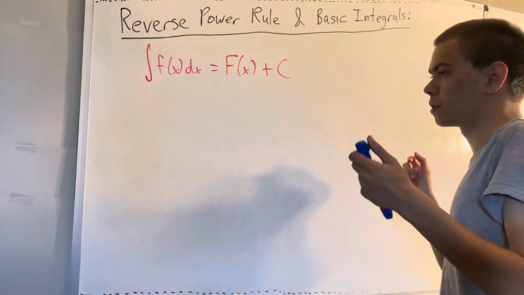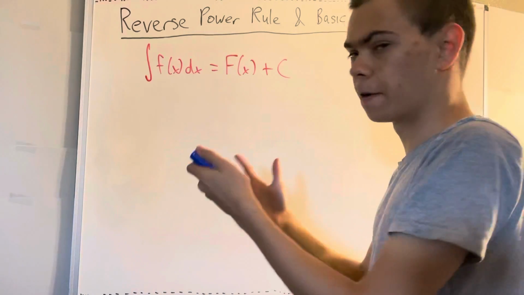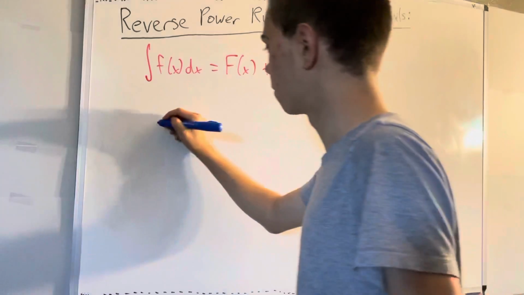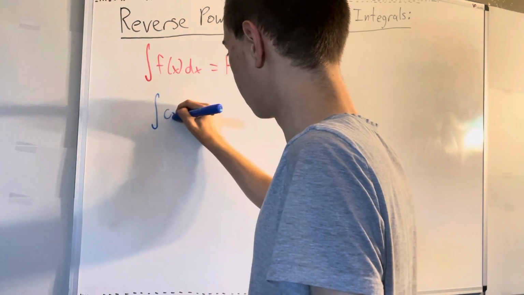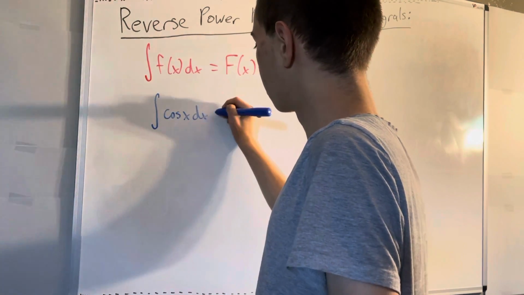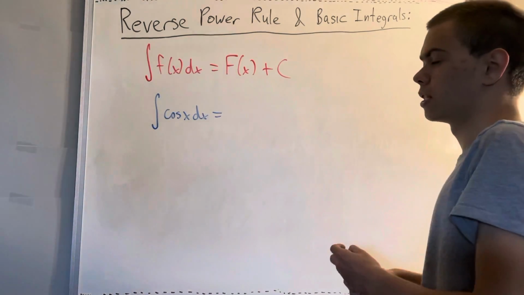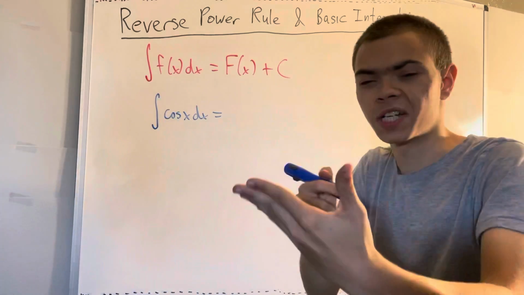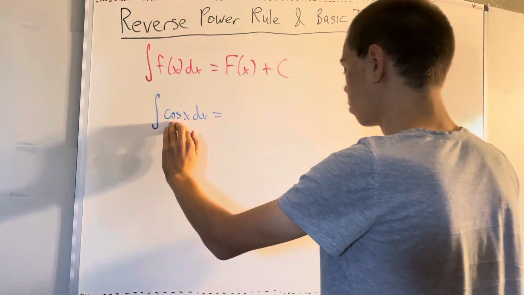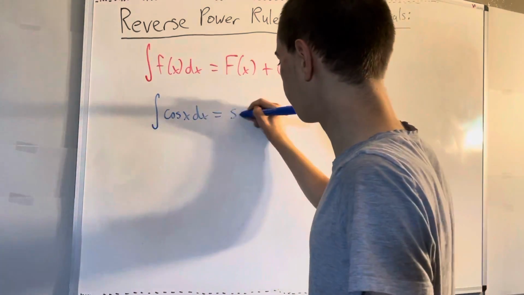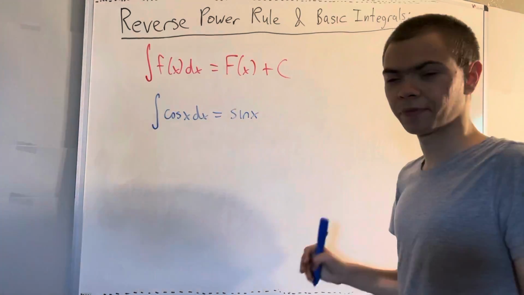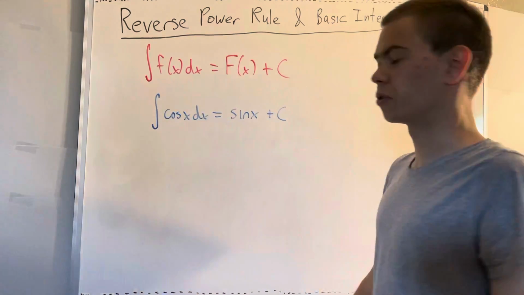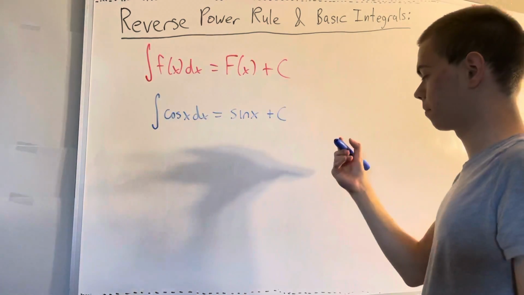Some examples of finding the antiderivatives of functions, some basic integrals, would be, for example, the integral of the cosine of x. Really, all we're trying to find is the function whose derivative results in the cosine of x. Well, we know that if we take the derivative of the sine of x, that results in the cosine of x. And then we just add a plus c to it. And so that's the whole idea, right?